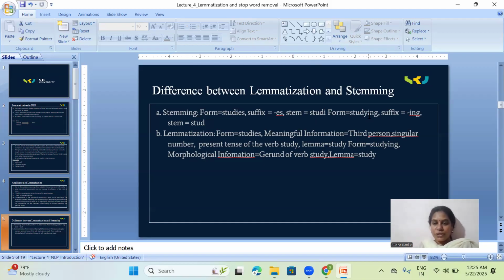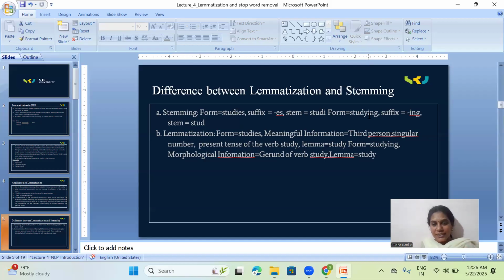The duty of stemming is only to generate the root word by removing the prefix or suffix of the given word. That's it. After removing the prefix or suffix, it doesn't check whether the generated root word has any meaning or proper spelling. Its duty is only to generate the root word from the stem word.